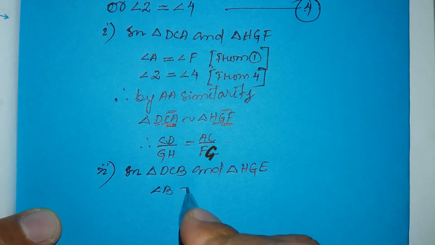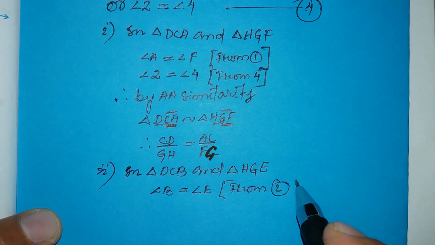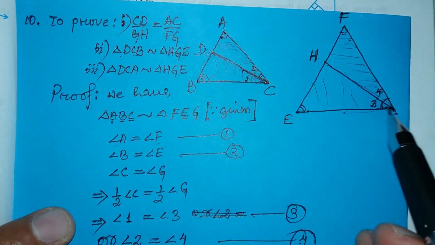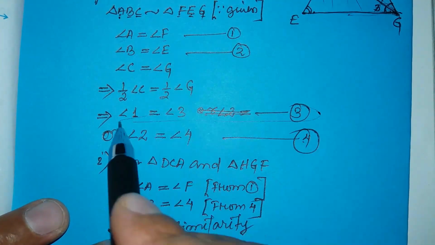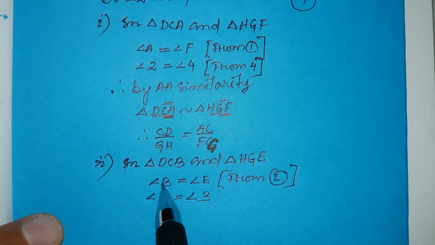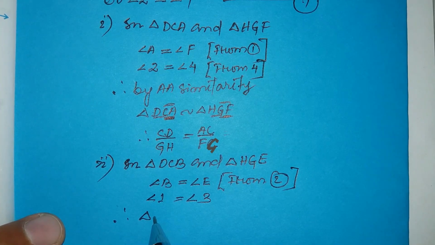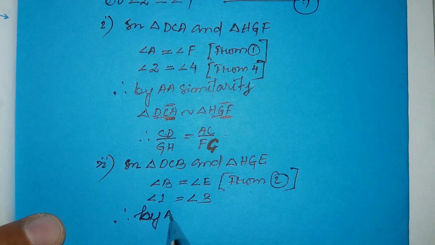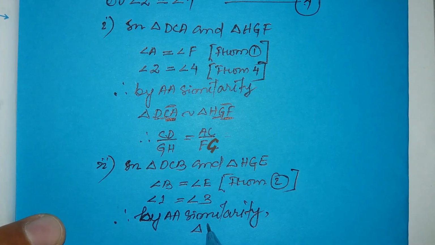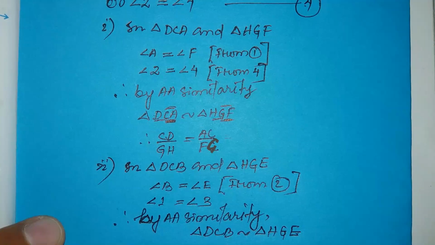angle B is equal to angle E. This is from equation 2. And angle 1 is equal to angle 3. Angle 1, this angle, is equal to this angle. This is given here. Now two angles of the first triangle are equal to two angles of the second triangle. Therefore, by AA similarity, triangle DCB is similar to triangle HGE.